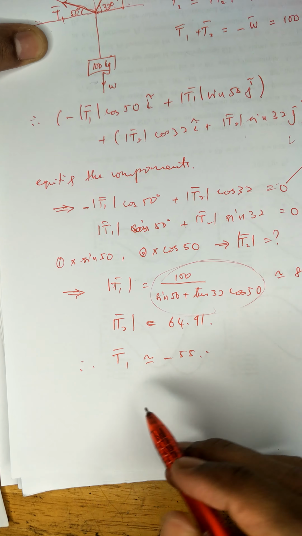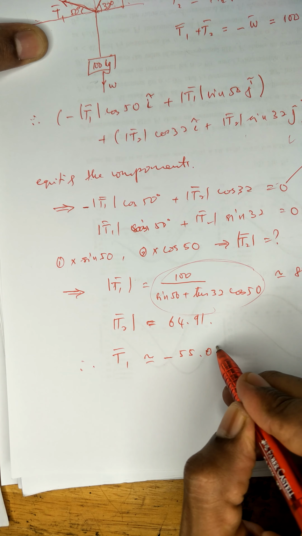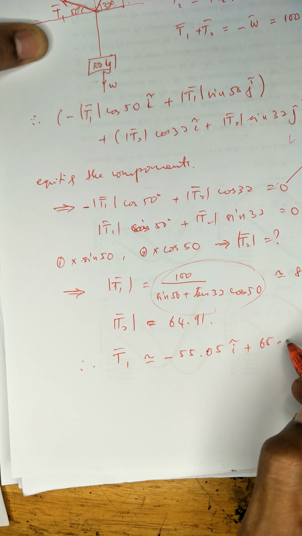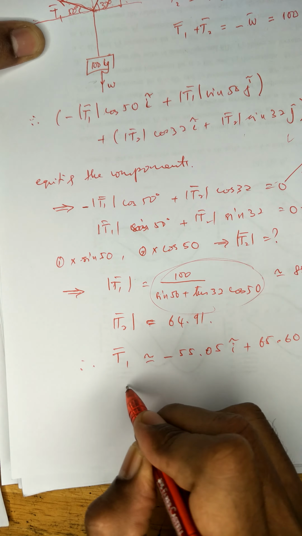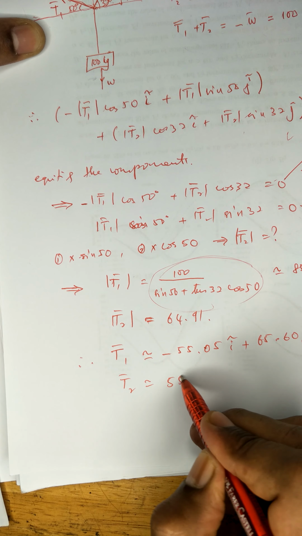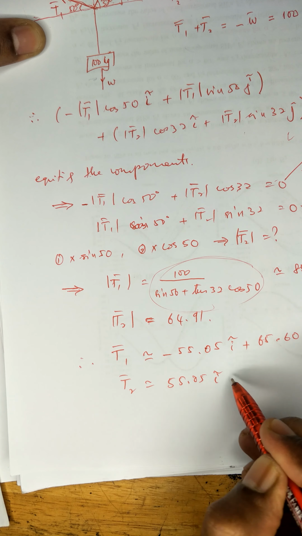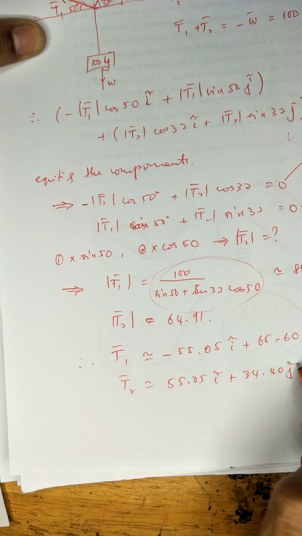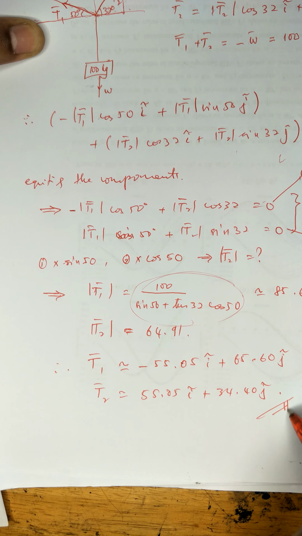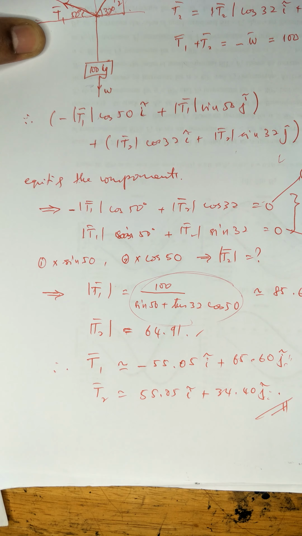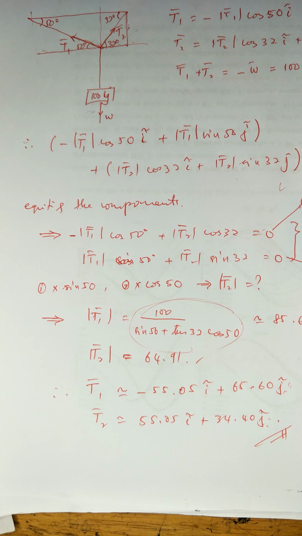So what you have, T1 is minus 55.05i plus 65.60j, and T2 is 55.5i plus 34.40j. So that's the solution. We find the magnitude of T1, we find the magnitude of T2, and also we find the vectors T1, T2.